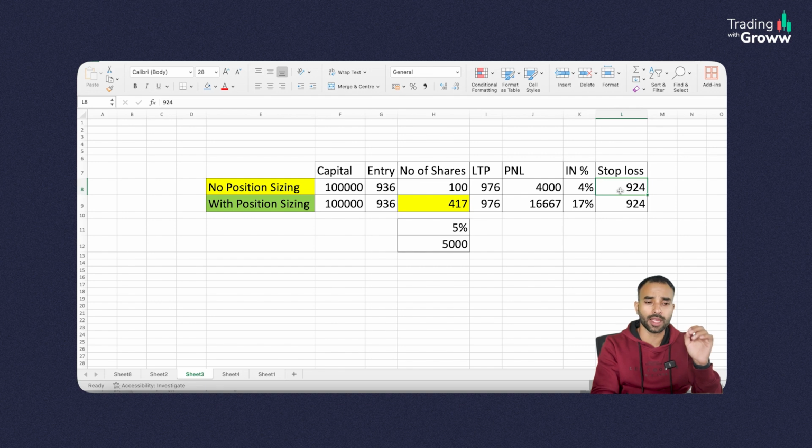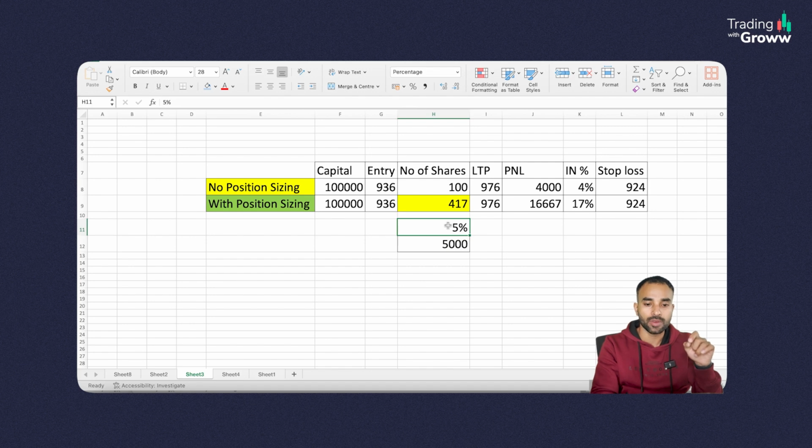Instead of that, what you can do is follow proper position sizing rules, which will tell you how many shares you need to buy. For that, first you need to fix how much you can lose in this trade. I always say a normal amateur trader will ask how much I'm going to make in this trade, but a professional trader will ask how much I'm going to lose in this trade.